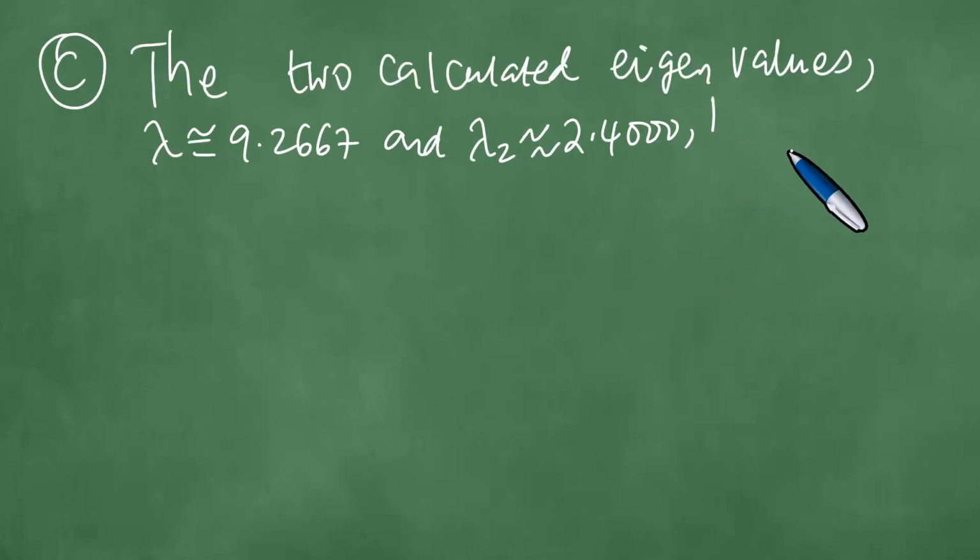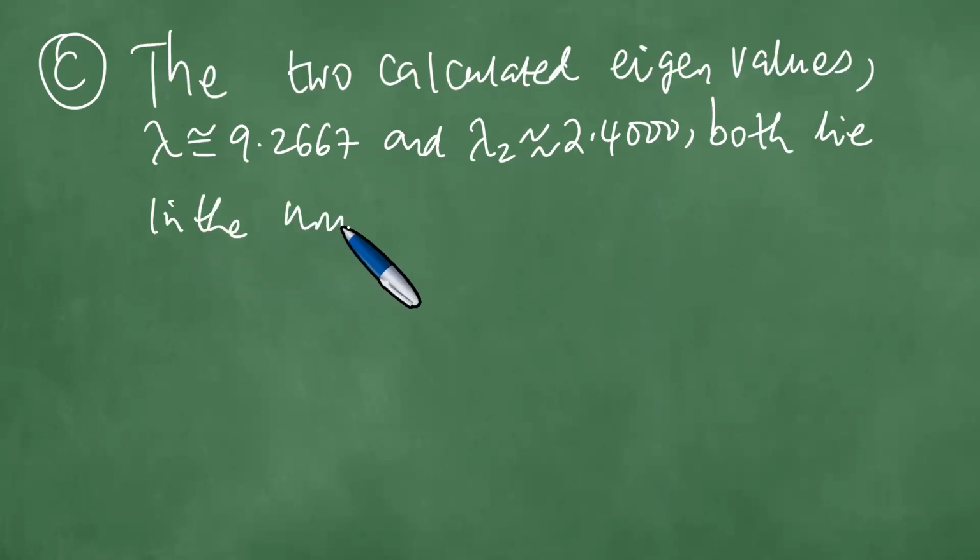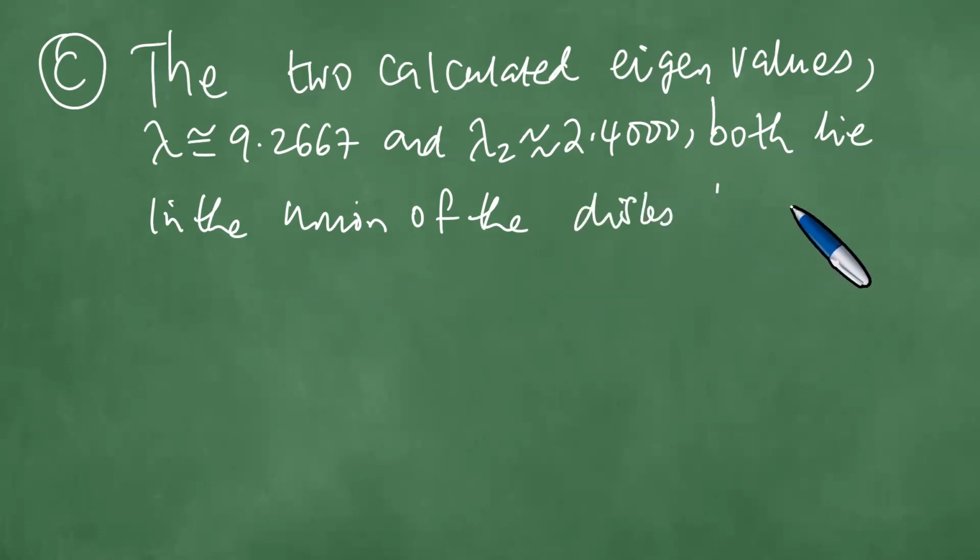Right, we note that both lie in the union of the disks. The couple of disks here, like your D2 and D3. The two calculated eigenvalues, lambda approximately 9.2 and the 2.4, both lie in the union of the disks D2 and D3. I'm going to comment on the disks, the Gerschgorin disks.